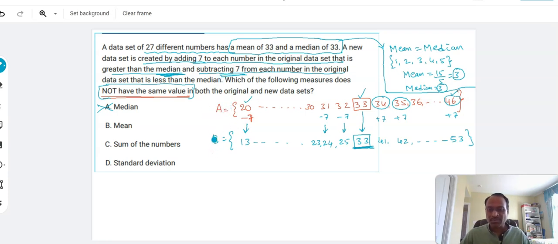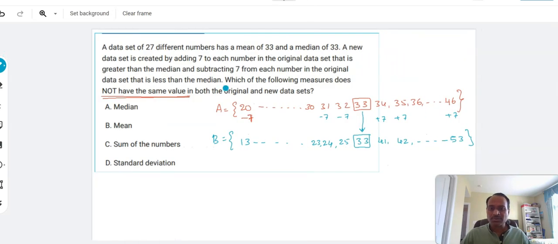Okay, so B is the modified set, A is the given set. Now let us observe the continuation of that. Given these numbers 20, 21 up to 46, we already know that median is eliminated. But when you calculate the sum of the numbers, we are balancing by adding 7 and subtracting 7. So if we add these three numbers, that will be 99. Even if you add these three numbers, that is also going to be 99.